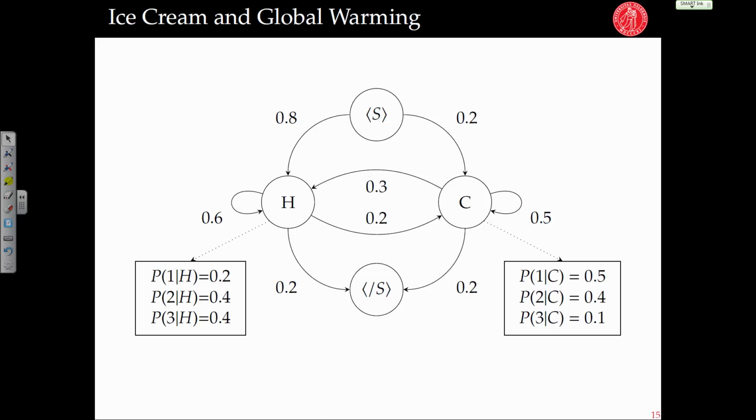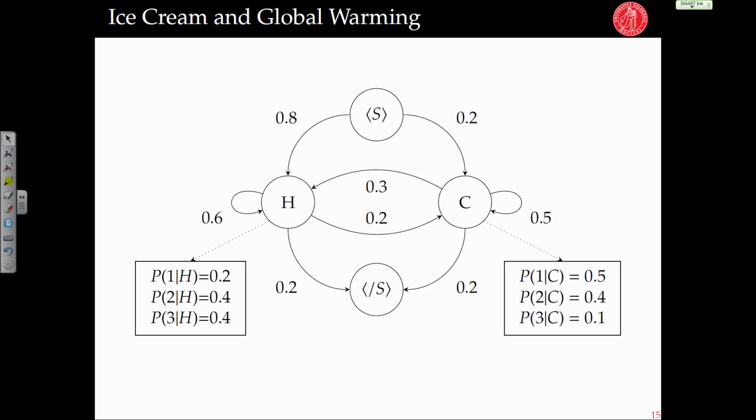The arrows going from one state to another, or from a state to itself, are the transition probabilities. Remember, we talked about two types of parameters: transition probabilities and emission probabilities. A transition probability is the probability of going from one hot day to another hot day, for example. In this case, it's 60%. It's indicated here on the graph.